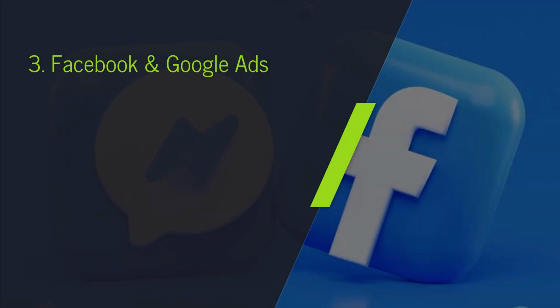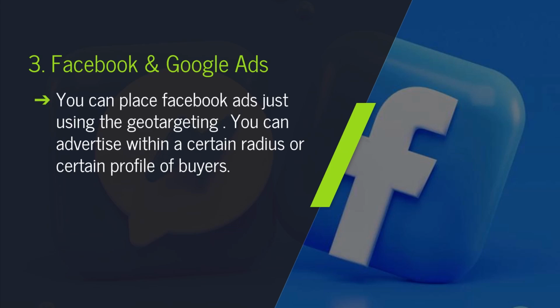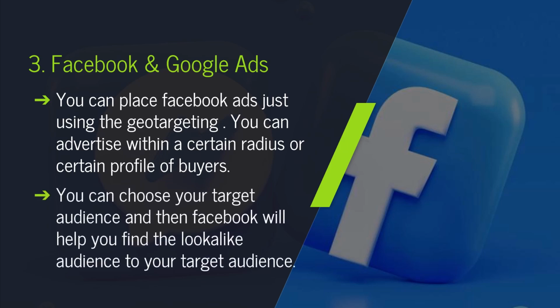Now you want to place the Facebook ads using geo-targeting, and you can also put Google ads using geo-targeting. You want to advertise within a certain radius and for a certain profile of the buyers. You can choose your target audience. Then Facebook will help you find a look-alike audience for your target audience. This will help you reach all those potential buyers who look like the profile of the typical buyer you want to have.